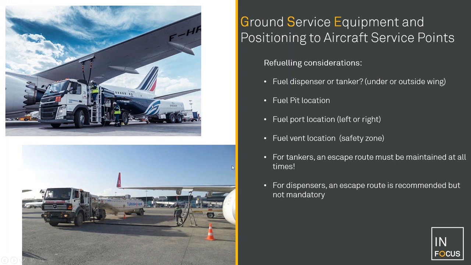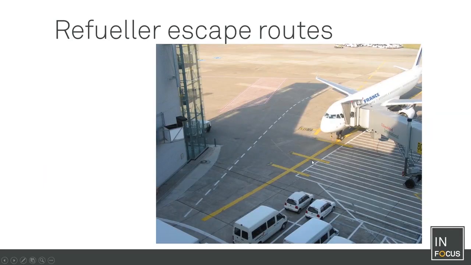What you also need to consider with the fueling is that if it's a tanker scenario, while the aircraft is being fueled, the truck has to have an escape route, a clear escape route. And it's also in the operation manuals from the refuelers, it states quite clearly that if there is no escape route, then they should interrupt the fueling process. We don't want that to happen at the stand. We're talking about delays and all sorts of other problems that come along with it.